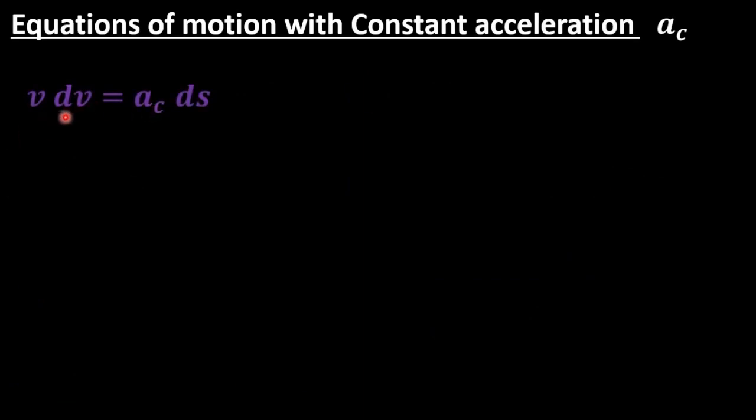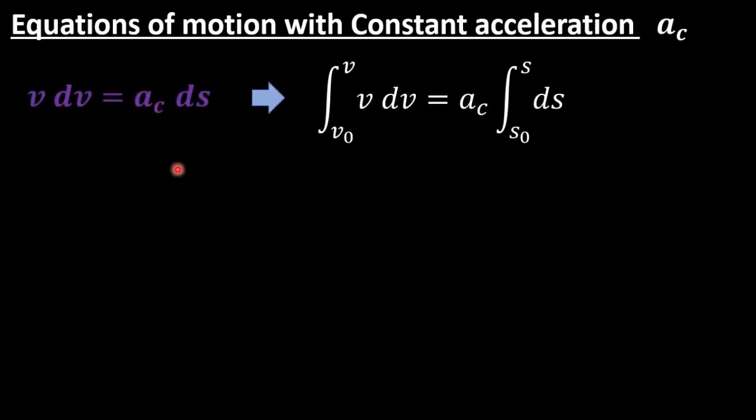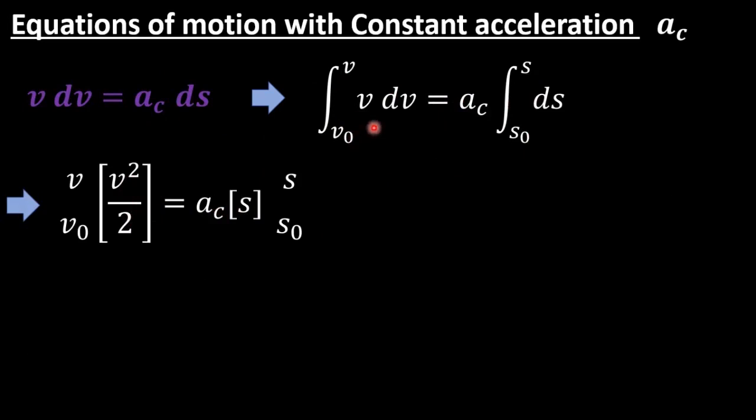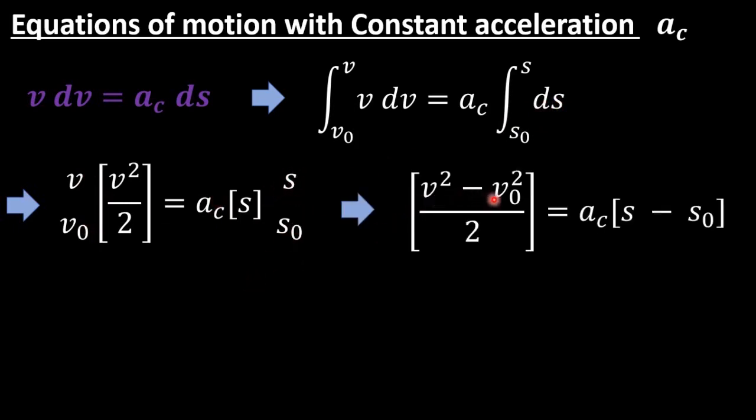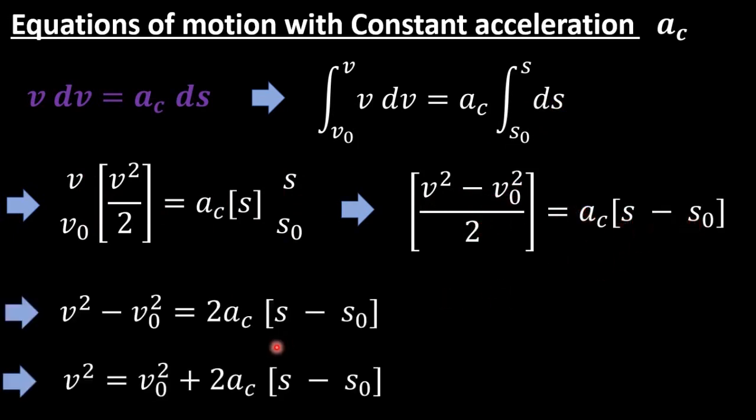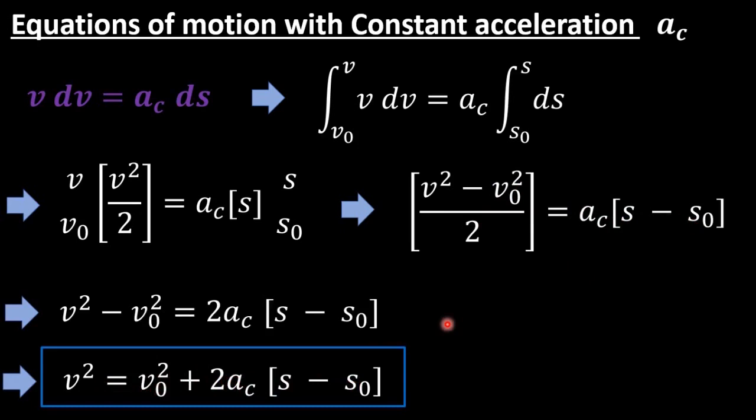Let's take our last one, so v dv equals a ds. I just straight away integrate that from v0 to v, and this side from s0 to s. I'm just going to get v squared over 2 as my integral there, and just s as my integral for ds. I then evaluate these limits to get v squared minus v0 squared over 2 equals a times s minus s0. Times both sides by 2, add v0 squared to both sides, I get v squared equals v0 squared plus 2a times s minus s0. And there's my other equation there.